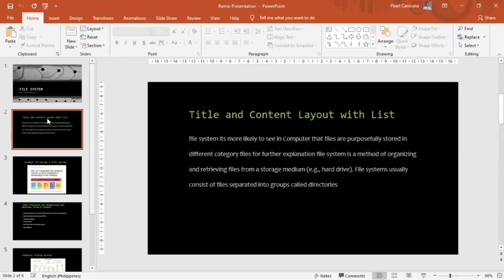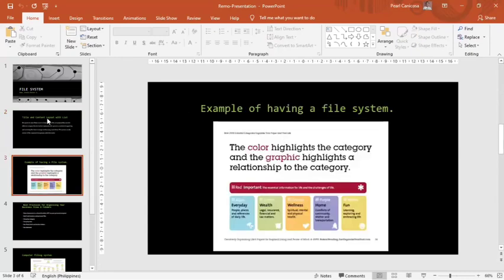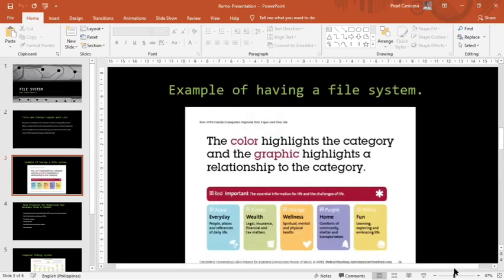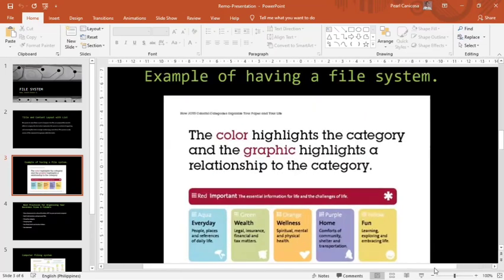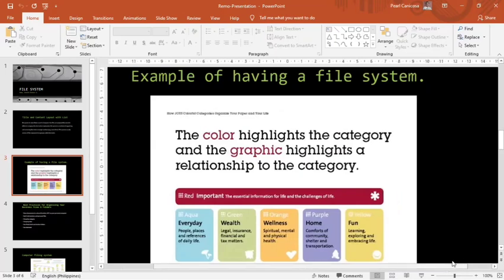So next slide po. Okay, so this is an example of a file system. As you can see, there are different categories, which are categorized through color. So this is the example of a file system. Next slide po.